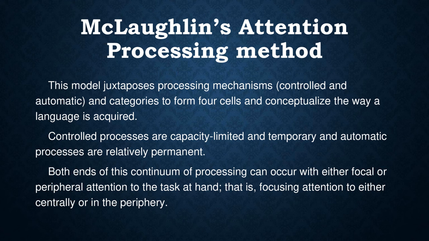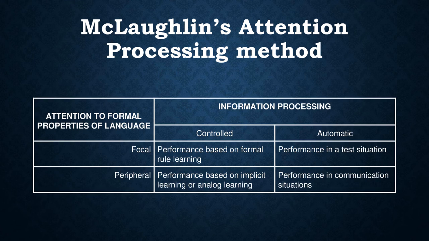But what does this have to do with learning a foreign language? And more specifically, how does McLaughlin's model apply to practical aspects of learning a second language? After having thoroughly defined these four terms, we are now ready to analyze this table, which juxtaposes the attention to formal properties of language and the information processing. In the attention, we have the focal and peripheral.